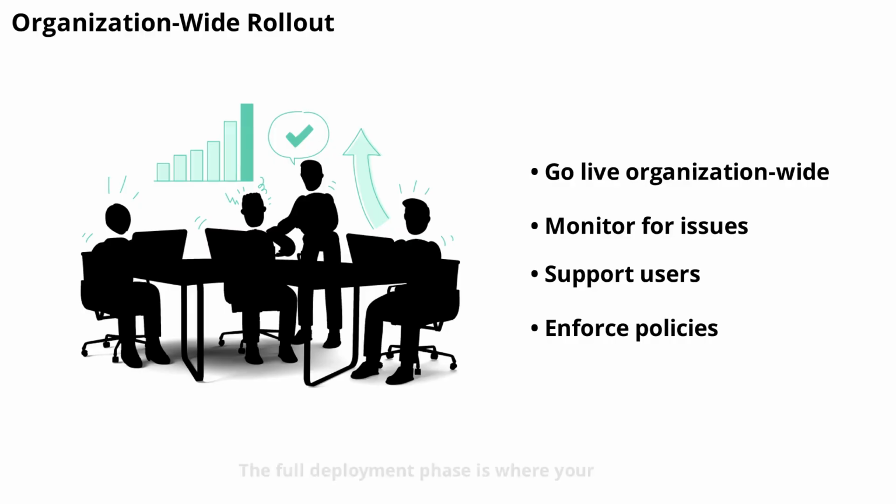The full deployment phase is where your DLP solution goes live across the entire organization. This phase can take 2 to 6 weeks, depending on the size and complexity of your environment. During rollout, you'll monitor for issues, provide user support, and ensure policies are enforced. A phased approach, rolling out to different departments in stages, can help manage risks and ensure a smooth transition.